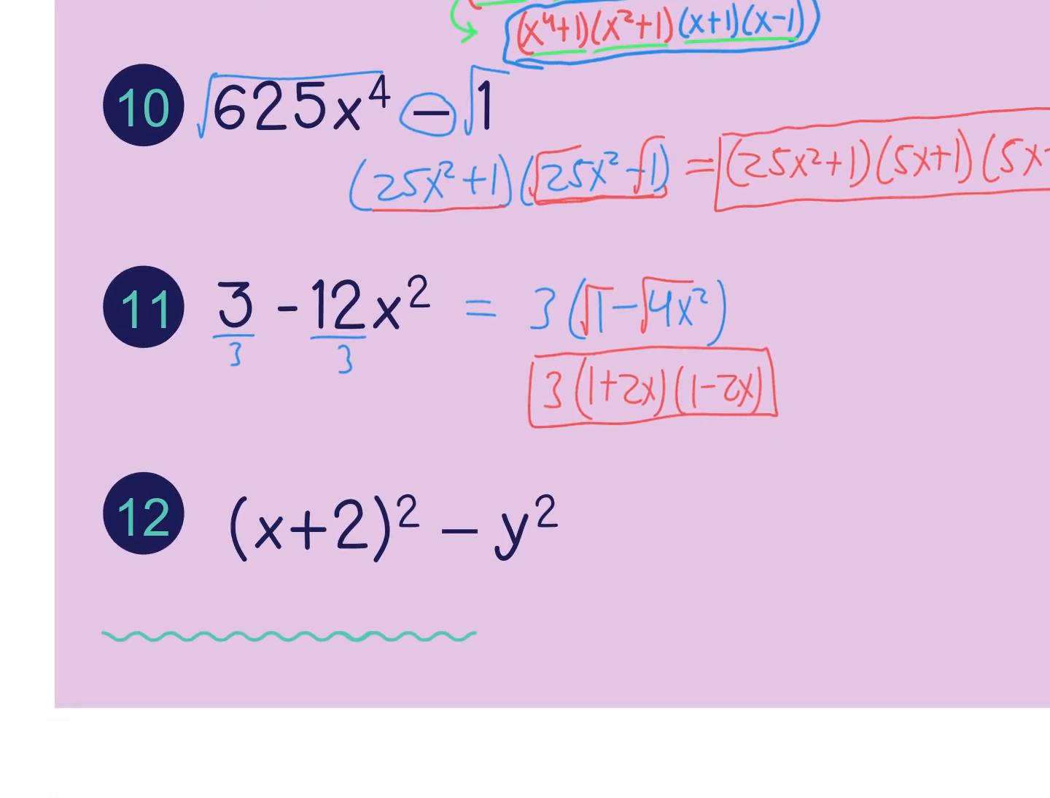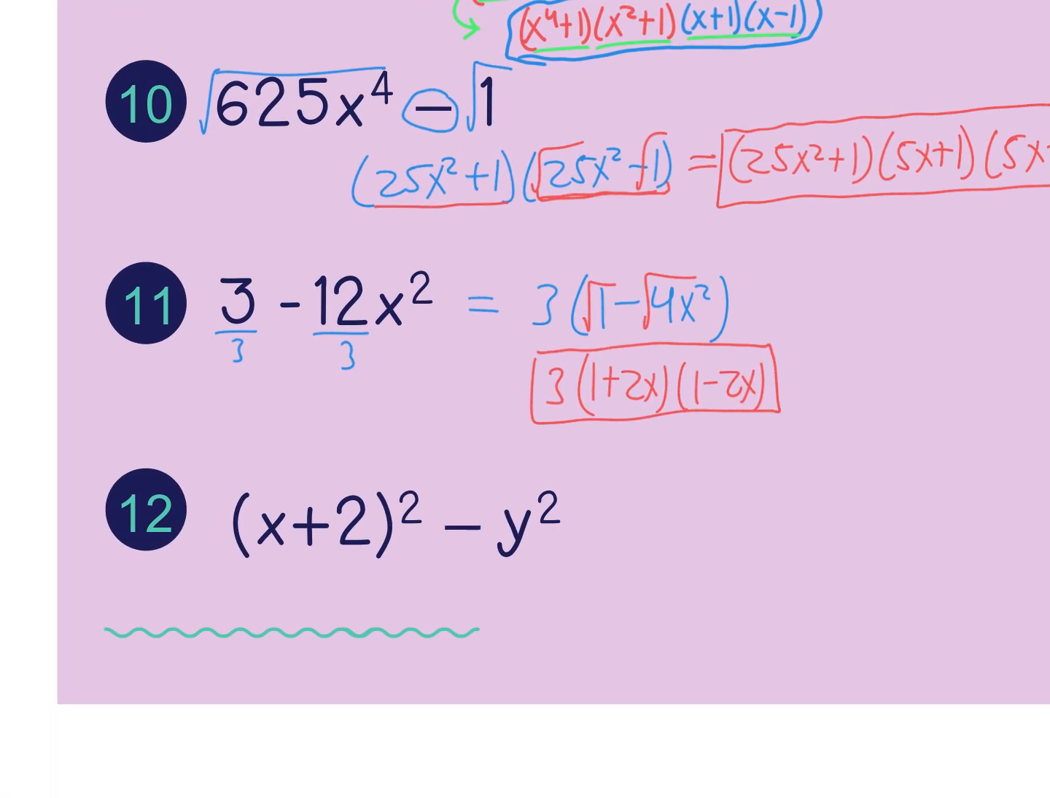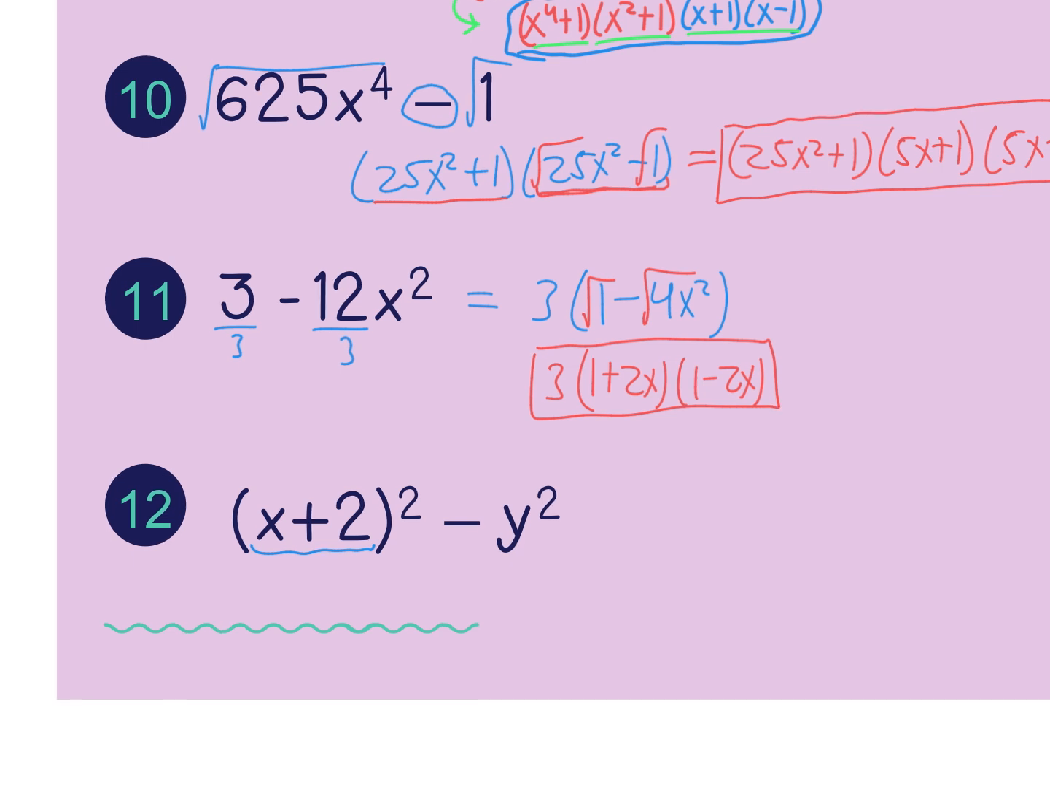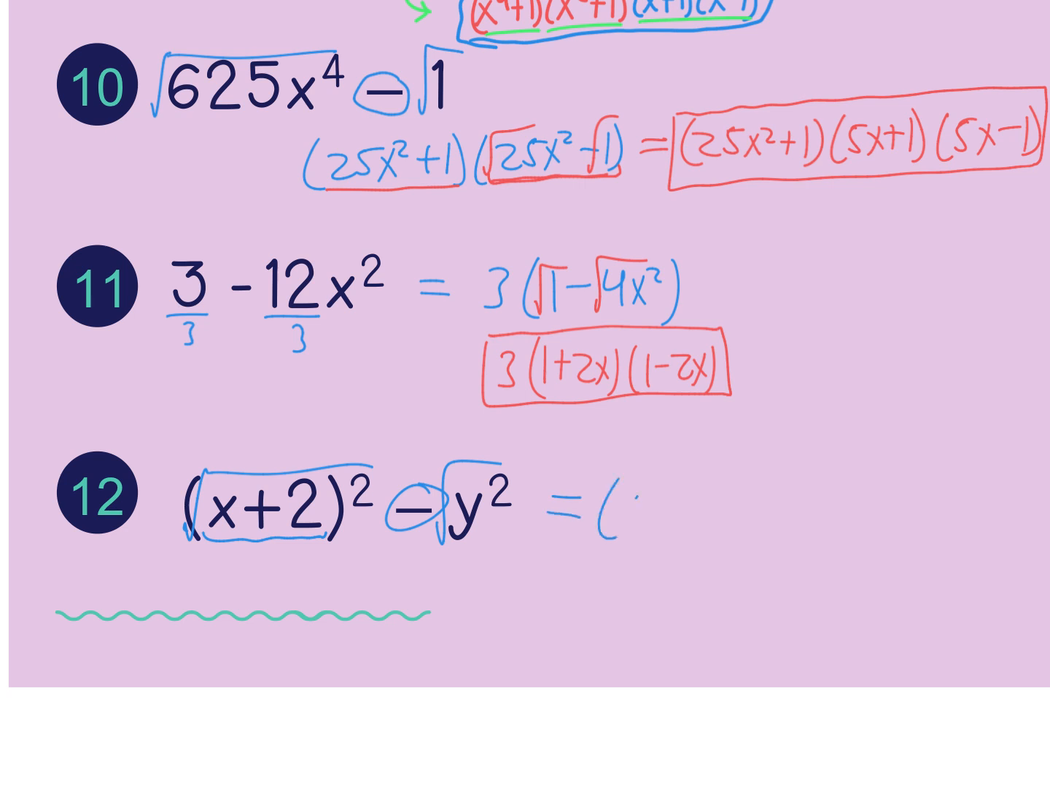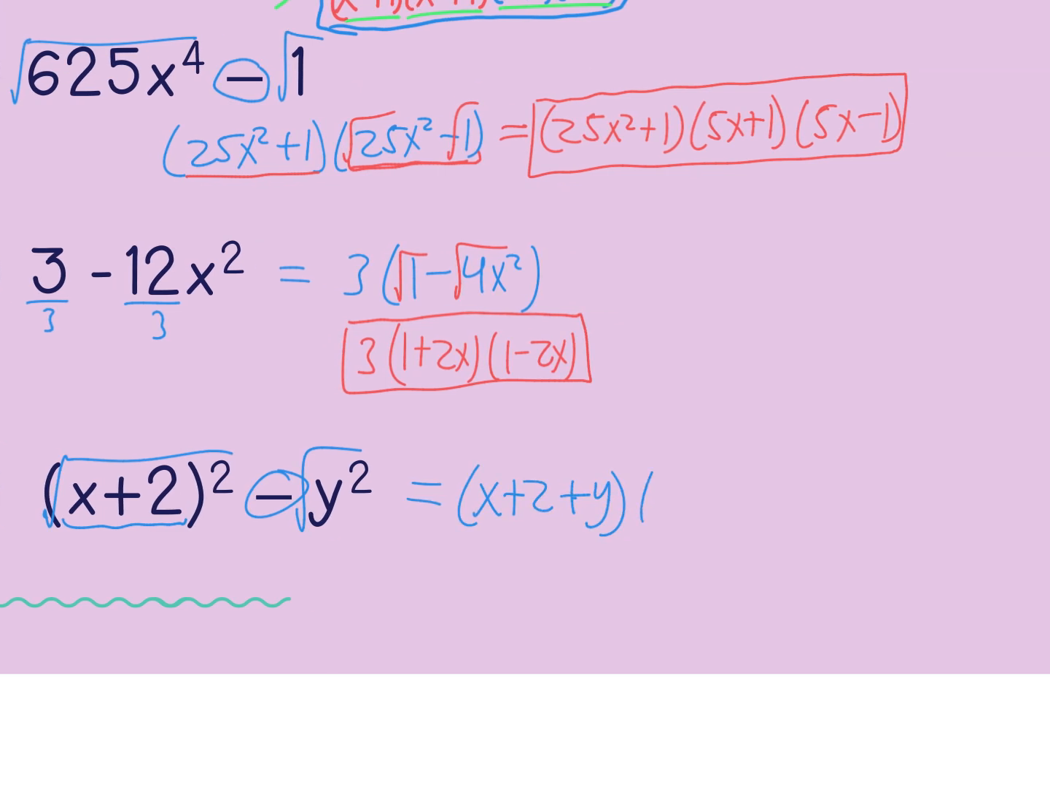Same exact thing with the next one, right? It might not be just a single variable or number, but if I have an expression that's squared, it's still a perfect square. So I can square root the first and square root the second. There's a minus in between. So this is very simply going to be x plus 2 plus y times x plus 2 minus y. Nothing more we can do to that. We leave it alone. There are no more special cases on the inside.